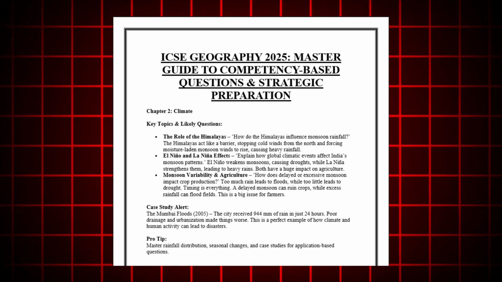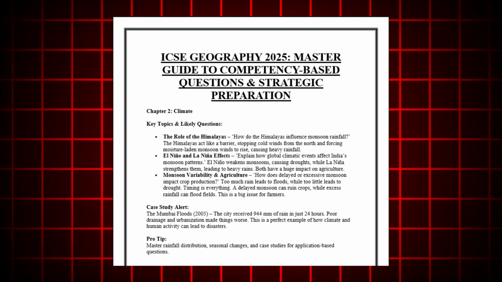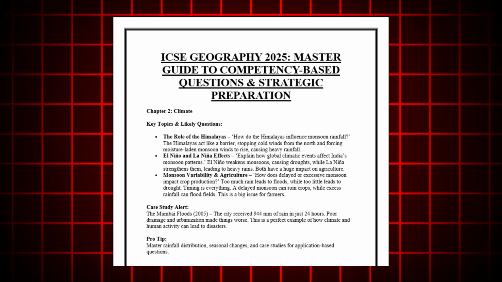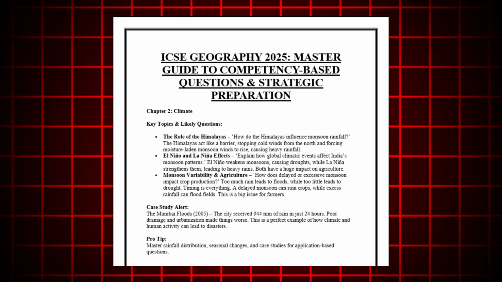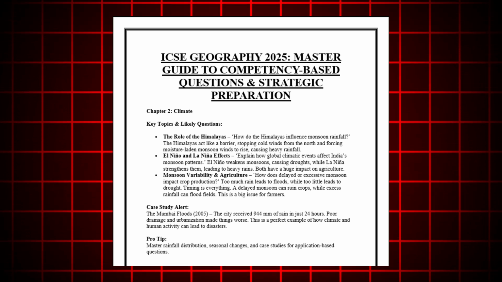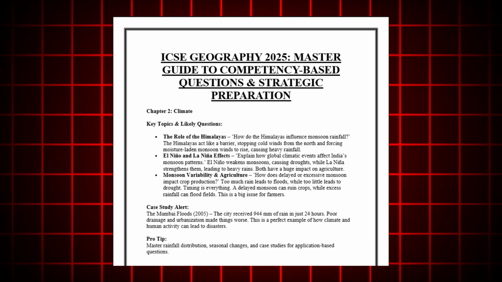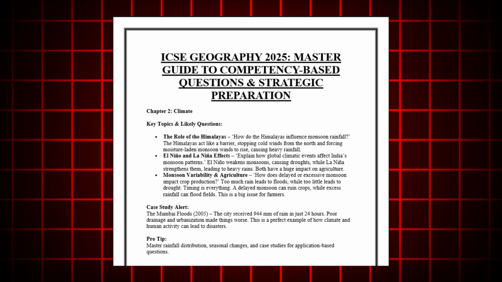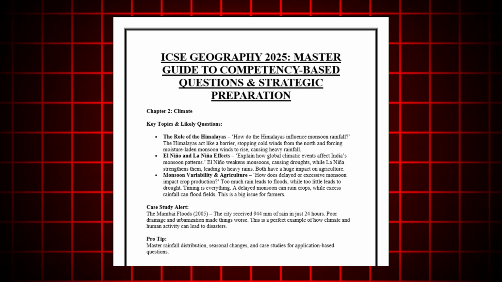Monsoon variability in agriculture. How does delayed or excessive monsoon impact crop production? Too much rain leads to floods, while too little leads to drought. Timing is everything. A delayed monsoon can ruin crops, while excess rainfall can flood fields. This is a big issue for farmers. Case study alert: the Mumbai floods 2005. The city received 944 millimeters of rain in just 24 hours. Poor drainage and urbanization made things worse. This is a perfect example of how climate and human activity can lead to disasters. Pro tip: master rainfall distribution, seasonal changes, and case studies for application-based questions.